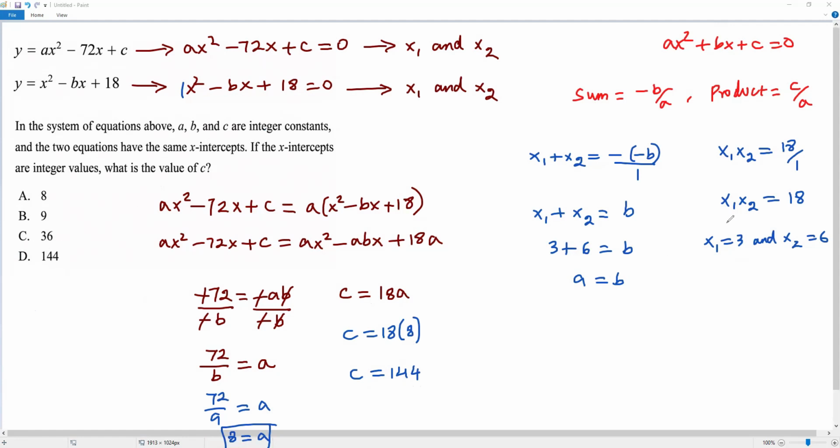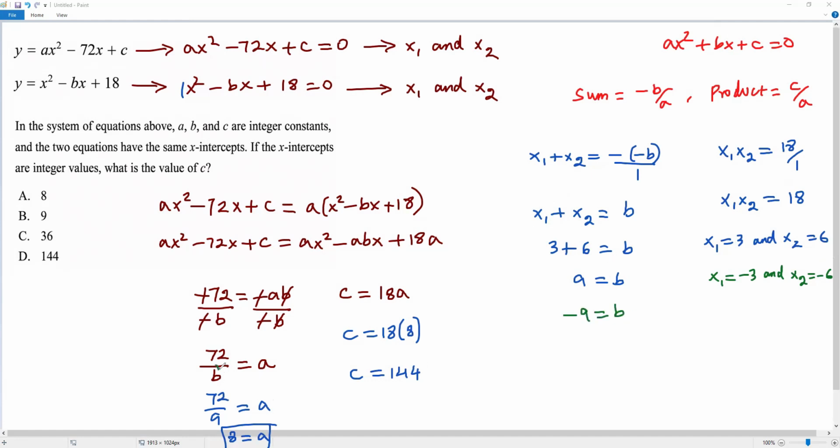Anyways, we have to think about other possible values for x1 and x2 such that the product of x1 and x2 equals 18. Okay, now let me consider some other integer values for x1 and x2. Let me consider x1 equals negative 3. In that case, the value of x2 must be negative 6, so that negative 3 times negative 6 equals positive 18. When I take negative 3 and negative 6 as values for x1 and x2, what is the value of b? We plug in negative 3 for x1 and negative 6 for x2. Then I am getting negative 9 for b.